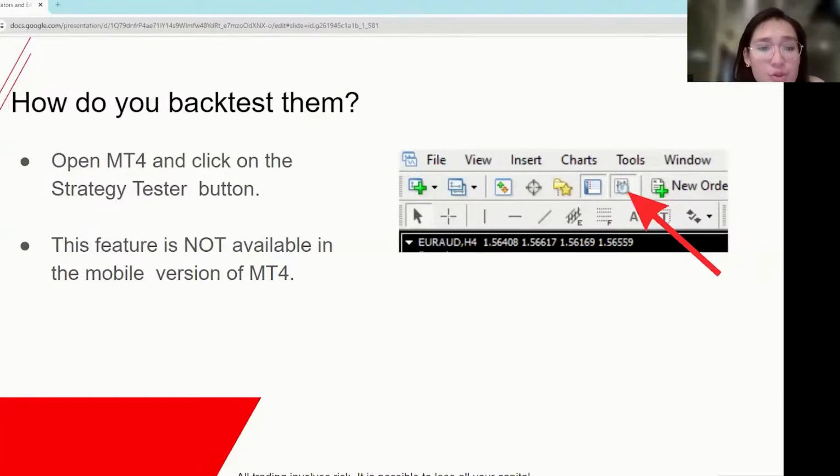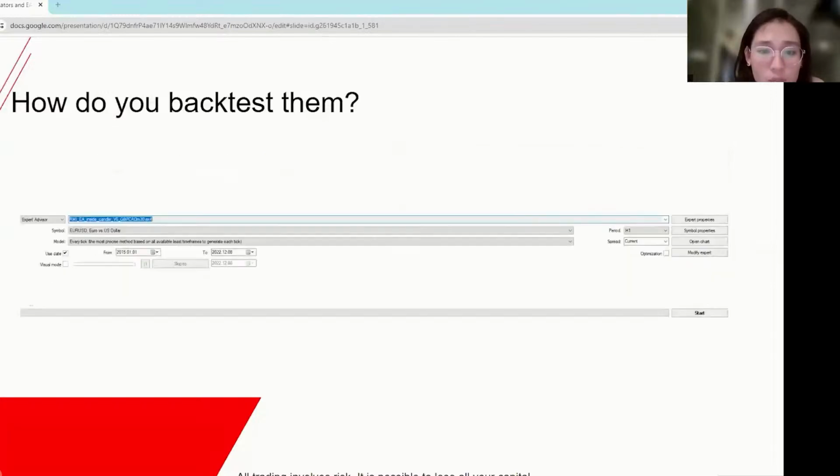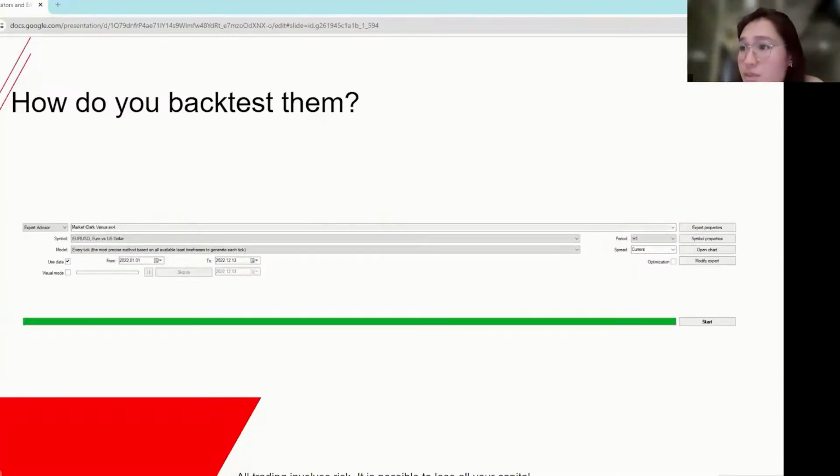Okay, so you basically want to open your MT4 and click on the strategy tester button over here. But this feature is not available in the mobile version of MT4. Okay, and then this is what it'll look like. Click on Expert Advisor, input the EA that you're looking at. Okay, and then once it fully loads, you can click on Start.